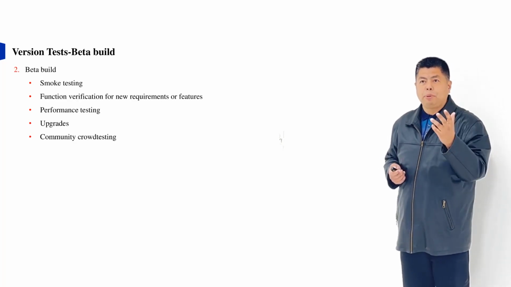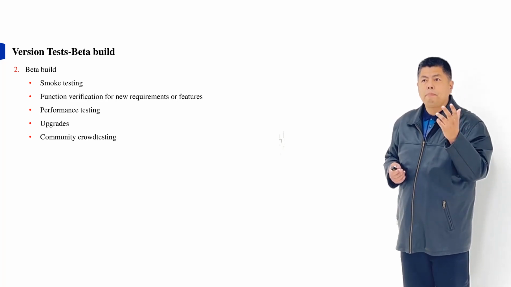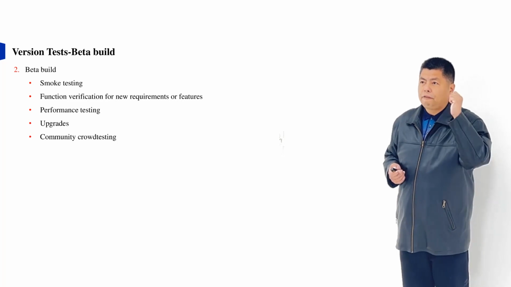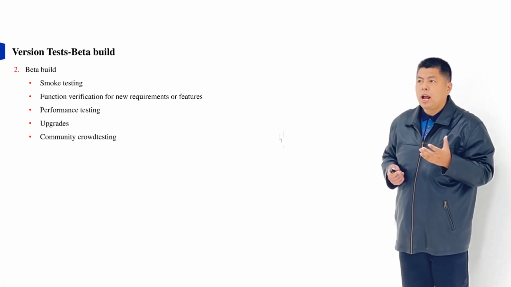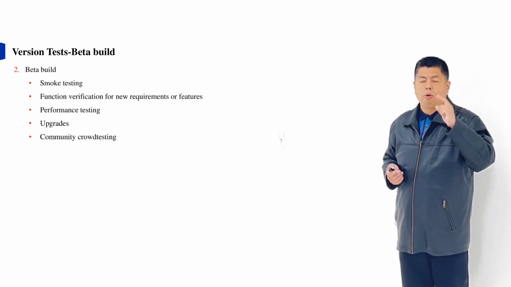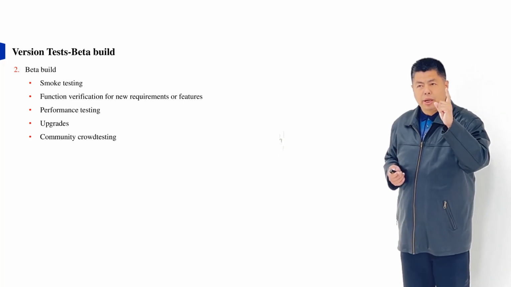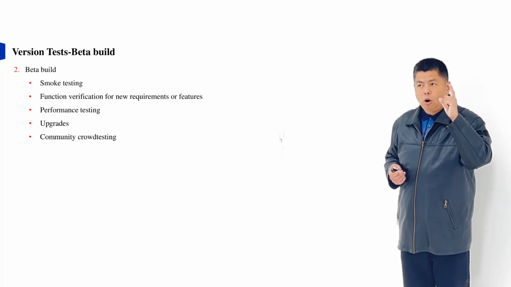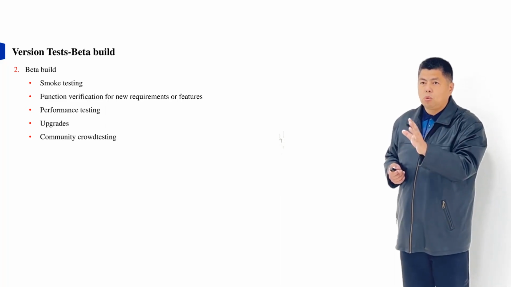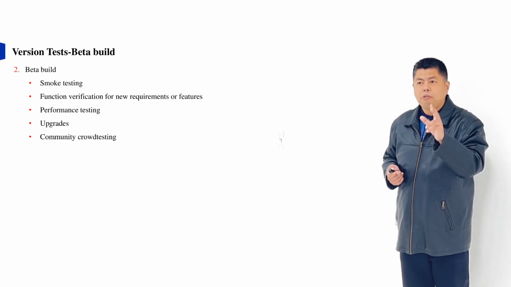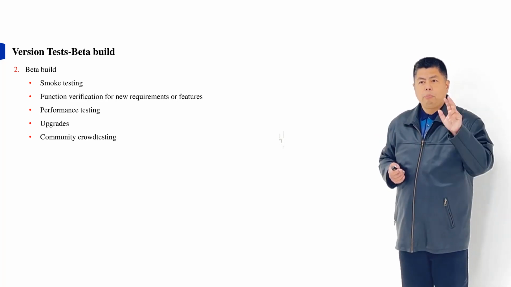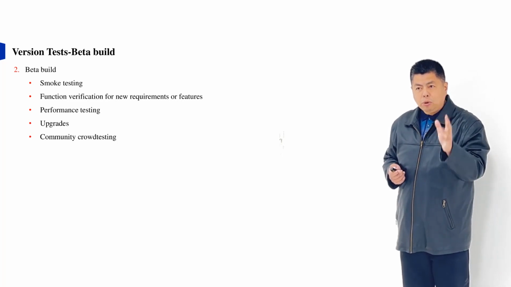We also take the beta build. Based on the daily build, the beta build integrates new requirements and features planned in the official release and is provided for community users as a preview version. This build meets the basic requirements of community users and the build quality is stable. Before a beta build is released, the QA team performs and organizes more comprehensive tests, including smoke testing, function verification for the new requirements or features, performance testing, upgrades, and community cloud testing.